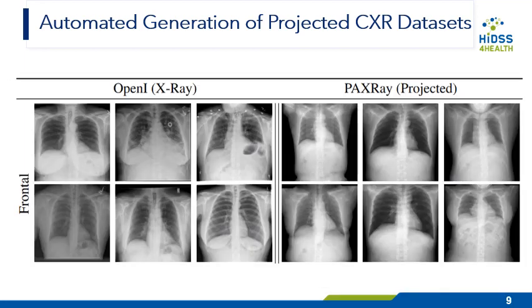Here we display a comparison of real X-rays of the OpenI dataset and the projected X-rays in our PAXRAY dataset. We can see that while these images look fairly similar, the real X-rays have a distinction as the clavicles and humerus are non-raised, whereas they are raised in the projected X-rays.